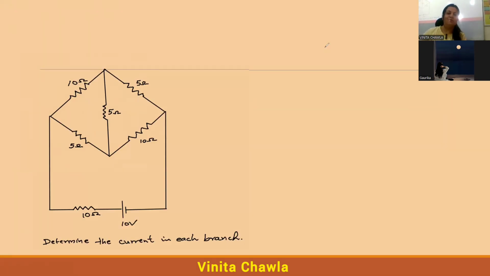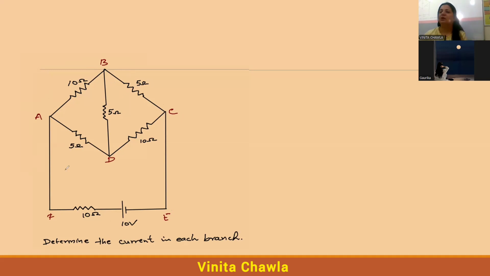Okay, so we have to find the current in each branch. How many branches do we have here? So let's label these branches first. This is A, this is B, this is C, this is D. Let this be E, let this be F. So we have AB branch, BC is the branch, BD, CD, AD, EF. These are the branches that we have.